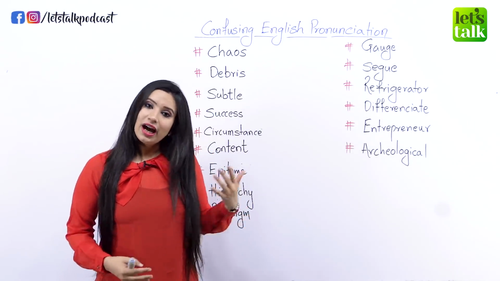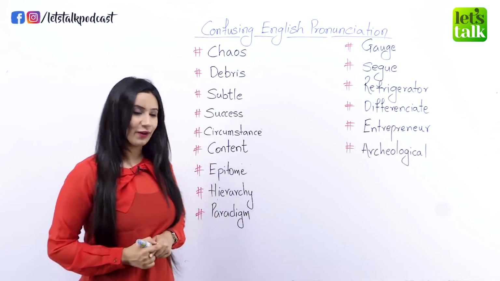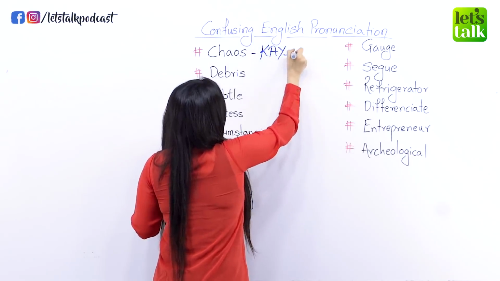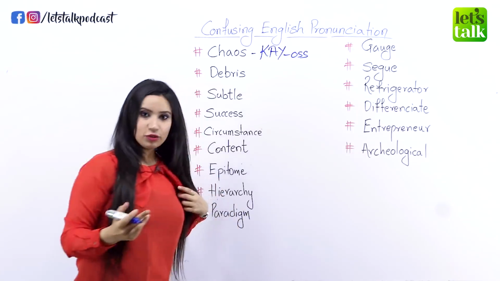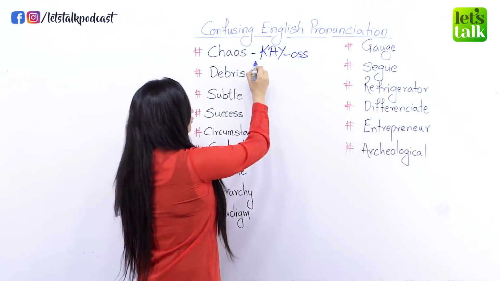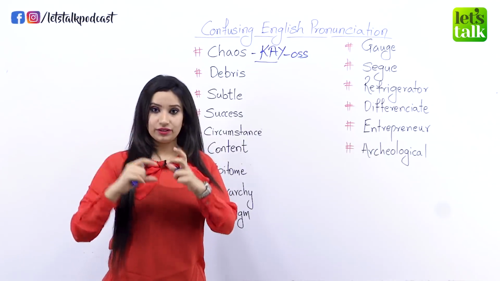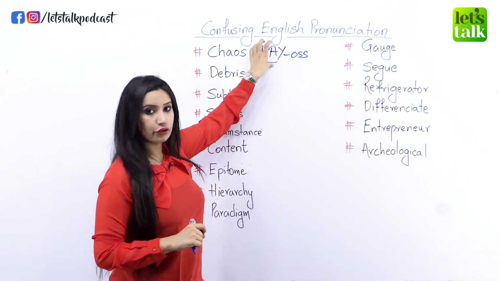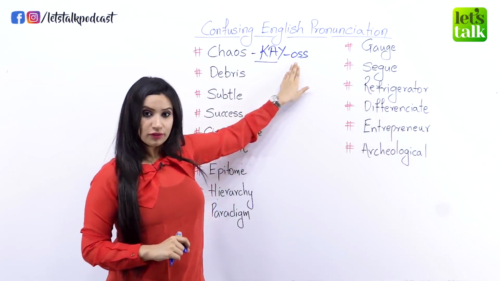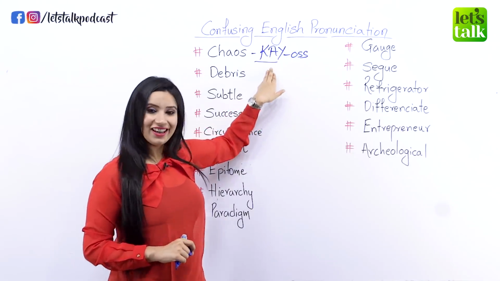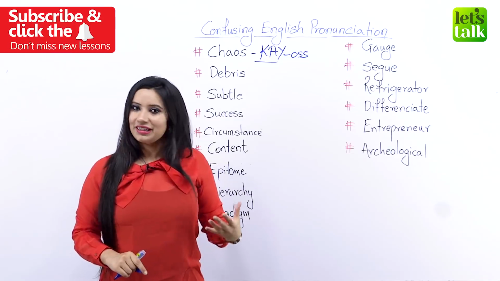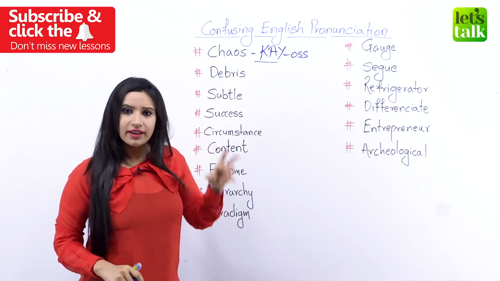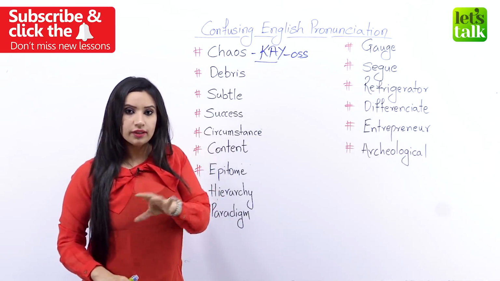Now let's find out, how do we pronounce this word? Chaos. So as you can see that I have written a part of the word in bold letters. The reason I have done this is because you stress this part of the word more than this part. So you don't say chaos, you say chaos. Please repeat it after me. Chaos. Yes.